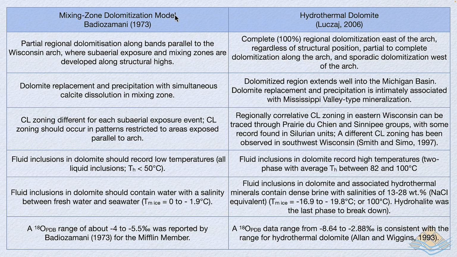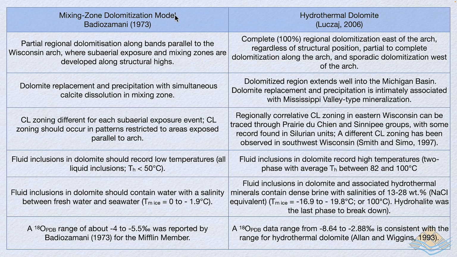Badiozamani noted that the dolomite replacement and precipitation was simultaneous with calcite dissolution in what he inferred was a mixing zone. Luczaj found that the dolomitized region extended well into the Michigan Basin, and that the dolomite replacement and precipitation was intimately associated with Mississippi Valley type late-stage burial dolomitization, with these dolomites in places acting as the host phase for the lead-zinc mineralization. For the fluid inclusions, we should be seeing homogenization temperatures of less than 50 degrees if we're looking at a coastal parallel mixing zone.